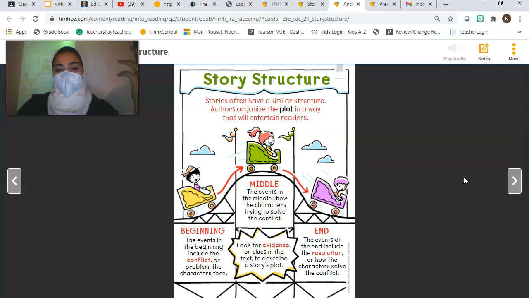And then you're going to look for evidence or clues in the story that describe the plot. The plot is the middle. Okay? So how do we know what happens after that? They describe the beans? They say they're magical beans. How do we know they're magical beans? Because in the picture it grows very high, above the clouds to where the giants live, right? Okay, and the end is the events at the end that include the resolution, how the characters solve the conflict, how the characters solve the problem.